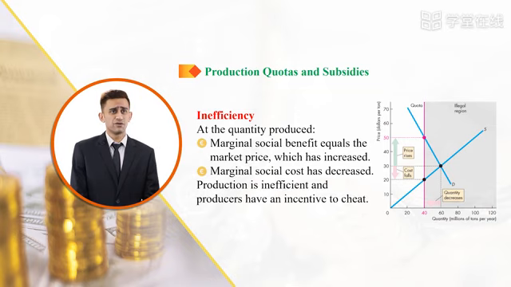To make the production quota effective, growers must set up a monitoring system to ensure that no one cheats and overproduces. But it is costly to set up and operate a monitoring system, and it is difficult to detect and punish producers who violate their quotas.